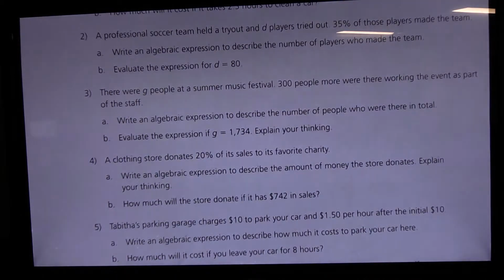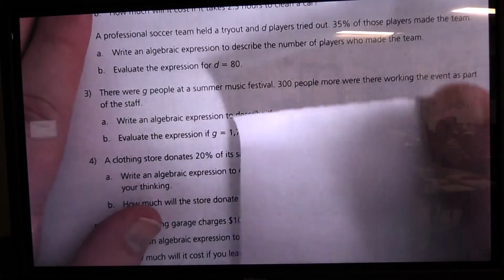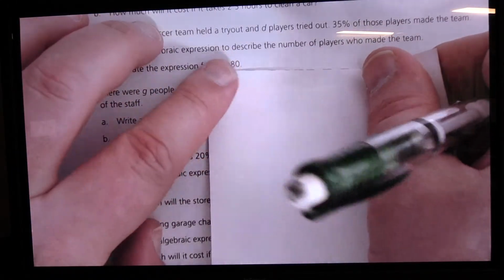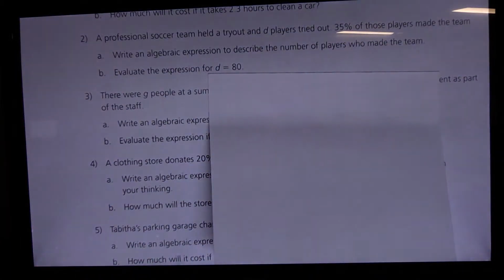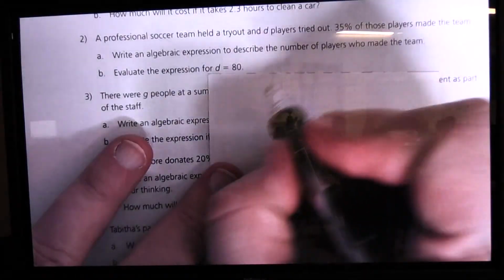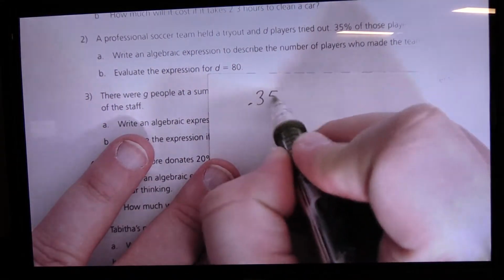is I'm going to convert that percent to a decimal. It's something you have to do. You just have to do it. Now, when you have 35% and you want to convert it to a decimal, you are essentially dividing 35 by 100. And when you divide 35 by 100, you're going to get 35 hundredths.